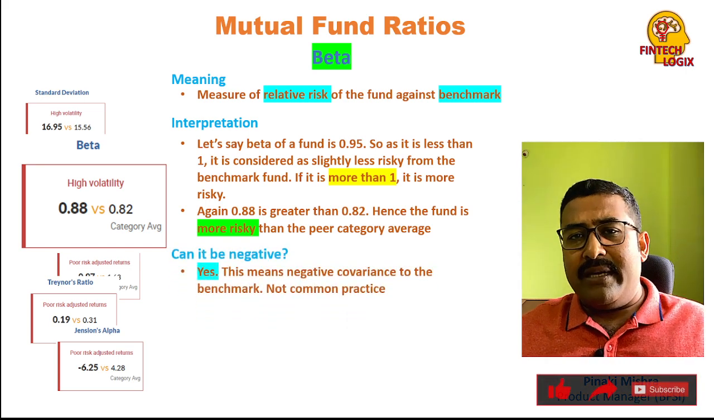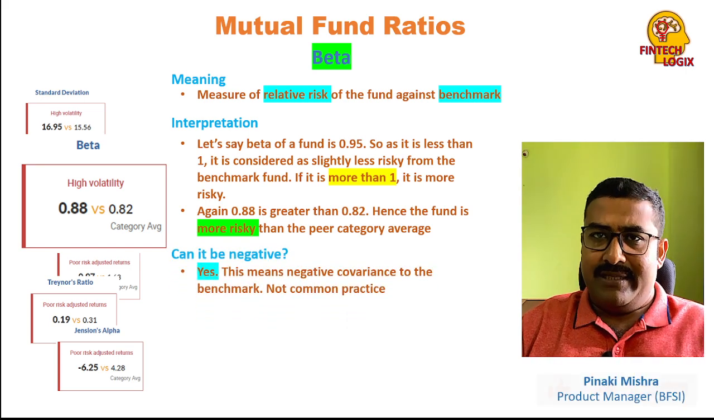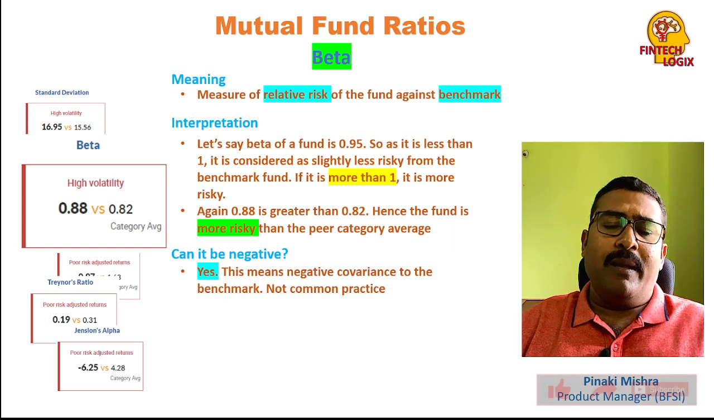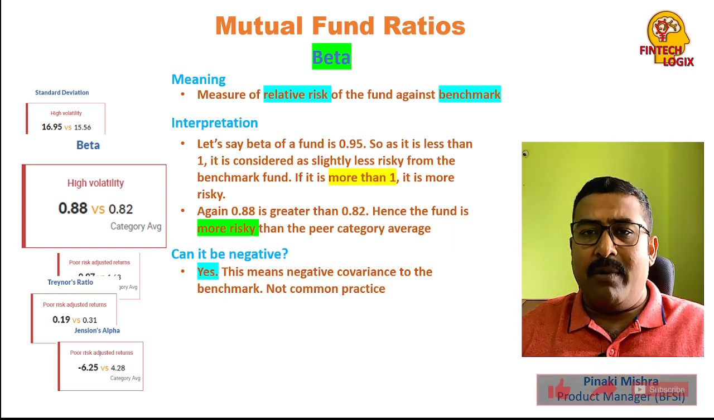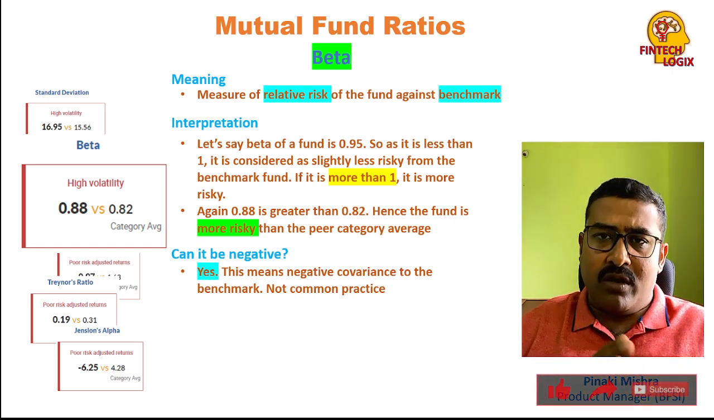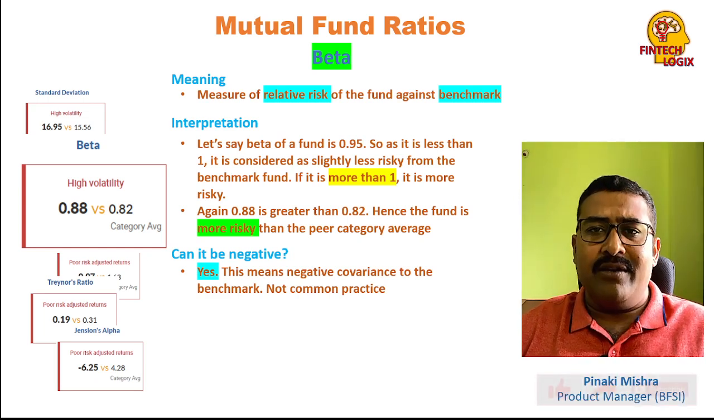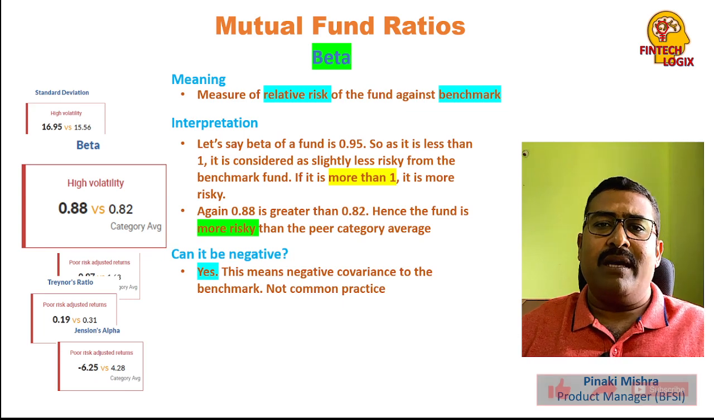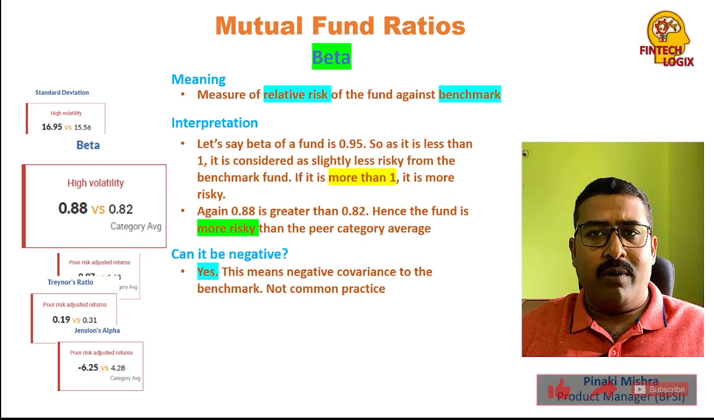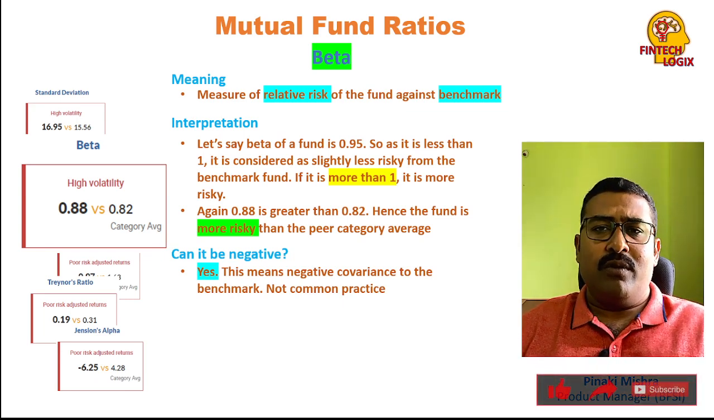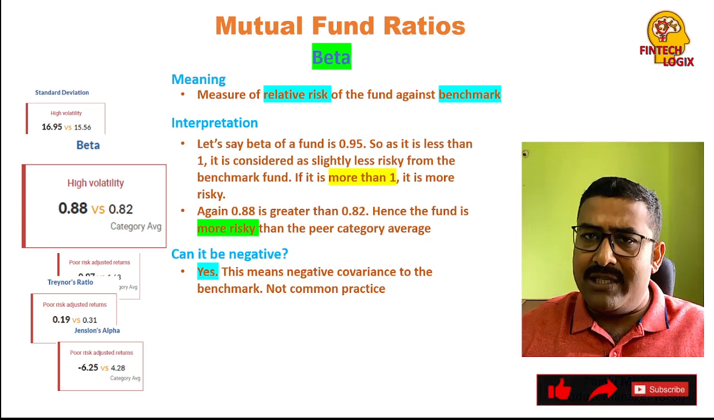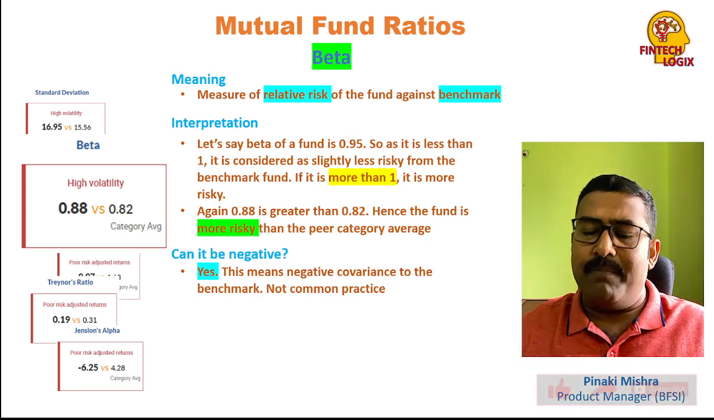Now let's look at whether it can be negative. Yes, technically the beta value can be negative, but normally it's not, because your mutual funds are normally tagged or mapped to the benchmark that they would correlate to or have a covariance to. So you would not see that, but as a concept, your beta value can be negative.